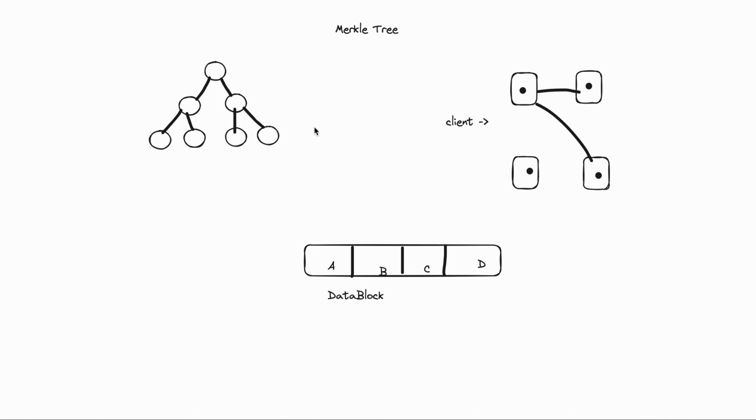So how to do that? We will use a Merkle tree. So these are our children. So first we will find the hash of A and hash of B.